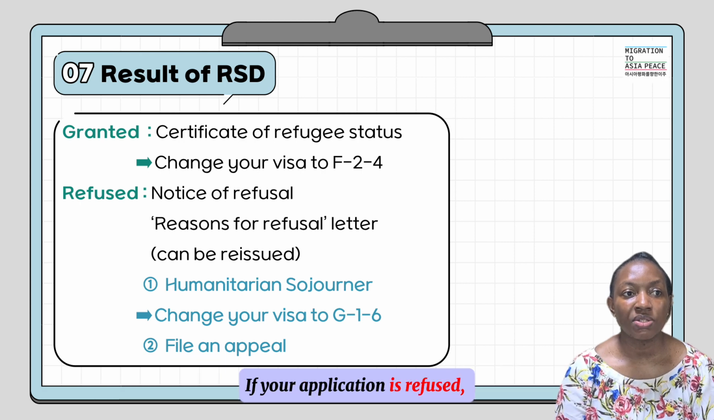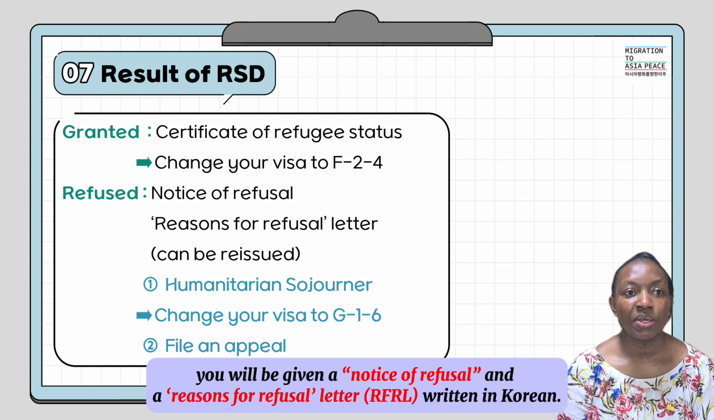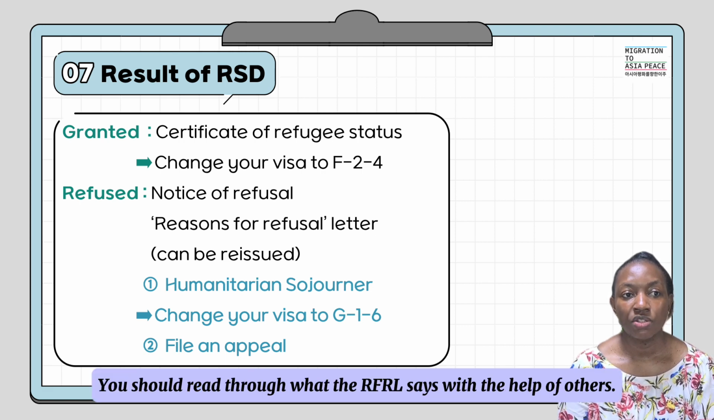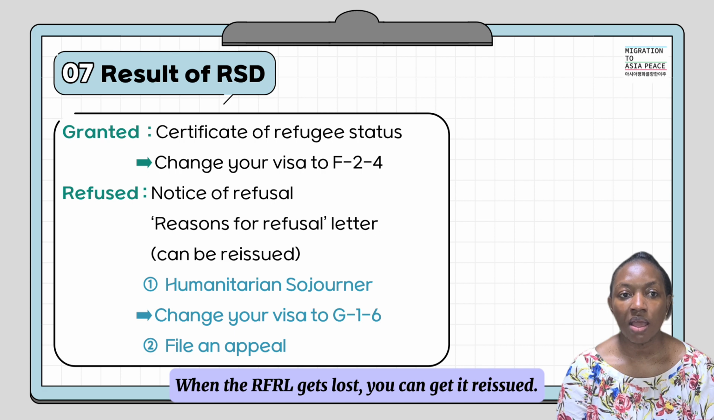If your application is refused, you will be given a notice of refusal and reasons for refusal letter, RFRL, written in Korean. You should read through what the RFRL says with the help of others. When the RFRL gets lost, you can get it reissued.